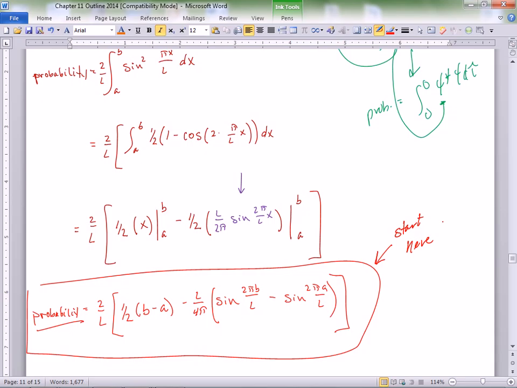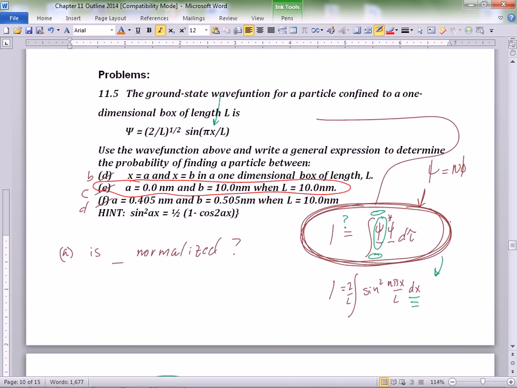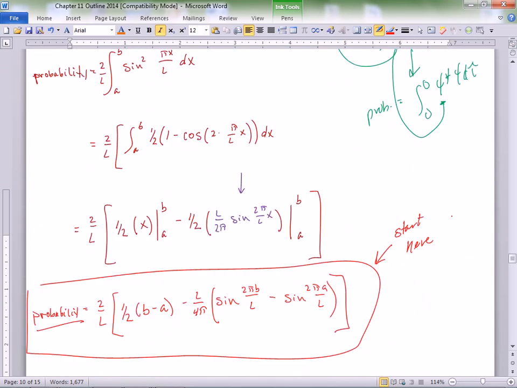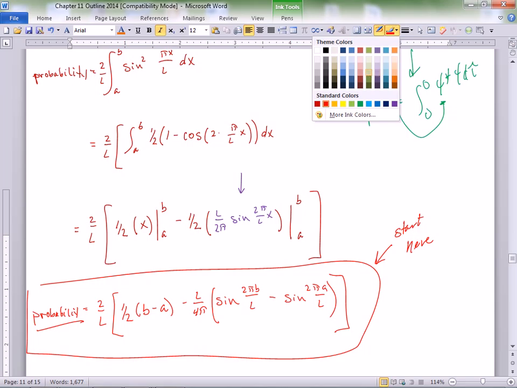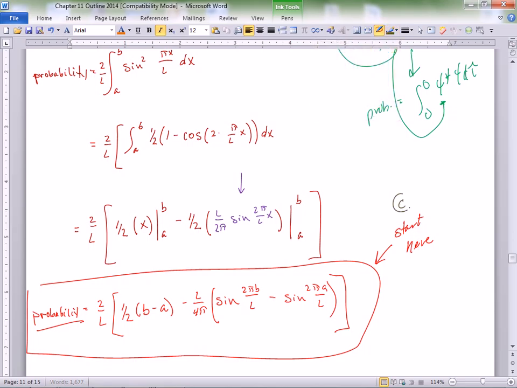So you can just leave that nm for nanometers off and just put in 10 for L, 0 for A, and 10 for B. That's what I would do. This is part C. A would be 0, B would be 10, and L would be 10. And substitute.